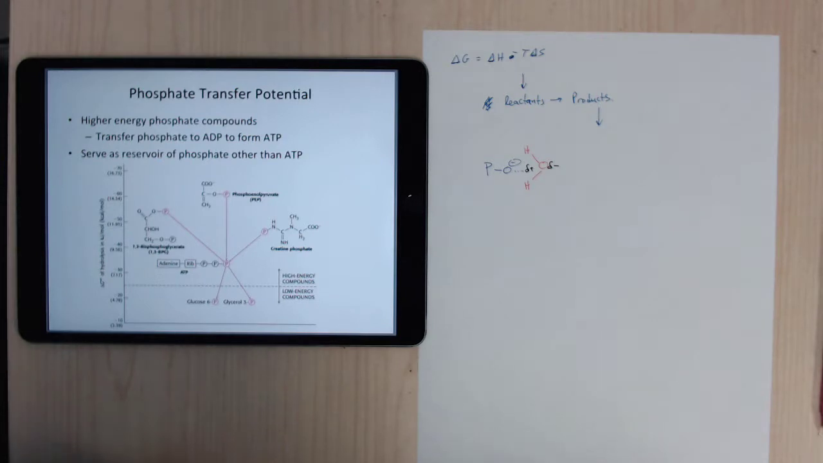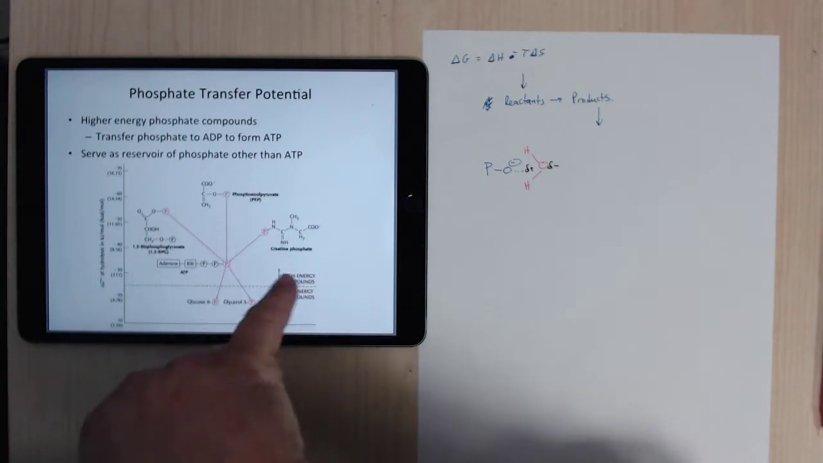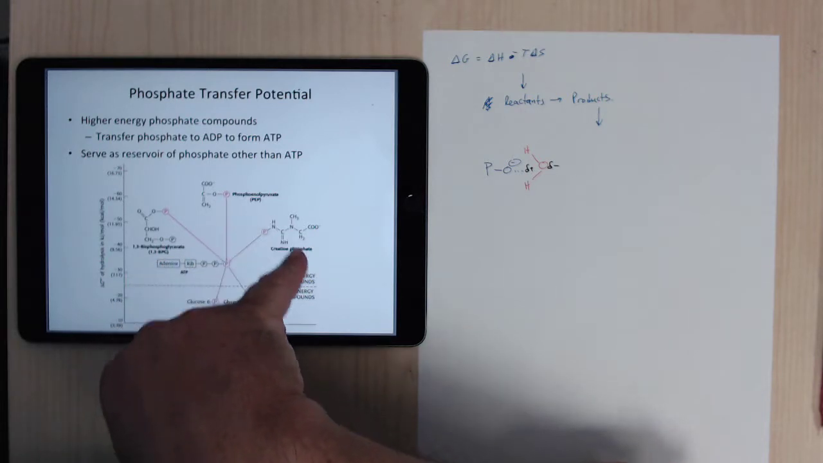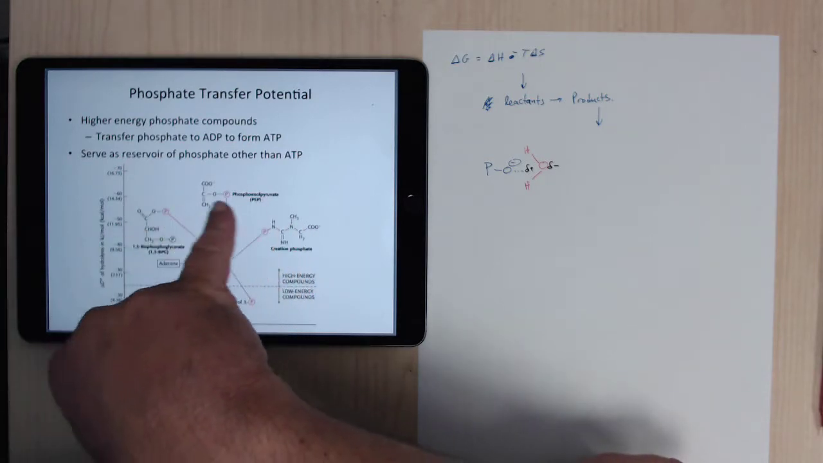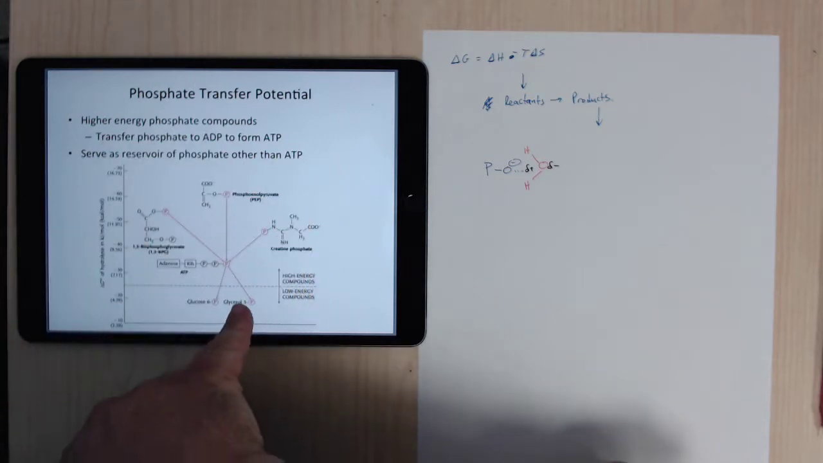Okay, so one of the things that the cell does is it doesn't always use phosphate or ATP. There's sometimes where it needs to keep the phosphate there for later use, and so you can put it onto other high energy molecules like 1,3-bisphosphoglycerate, phosphoenolpyruvate, creatine phosphate, things like that. You can put these onto other energetic species.